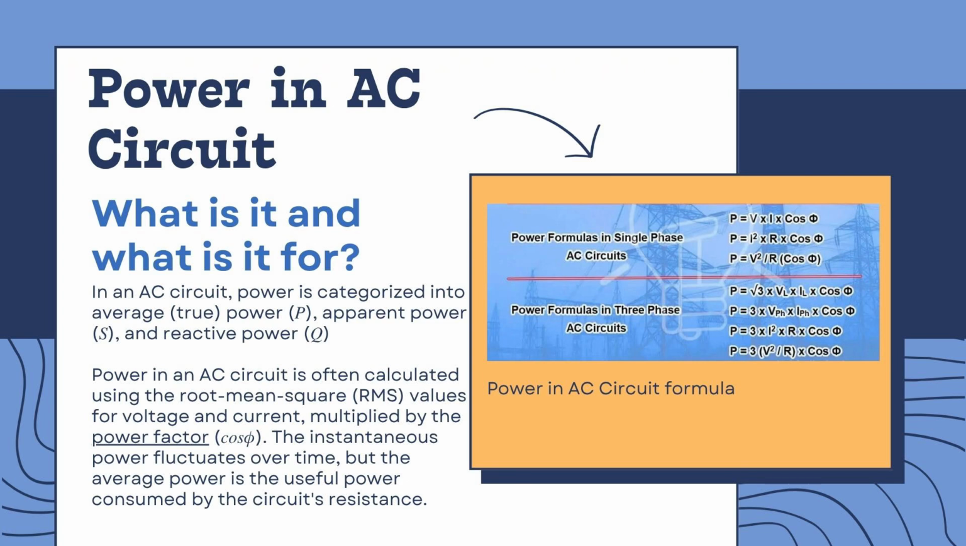The next one is power in AC circuit. And what is it and what is it for? In an AC circuit, power is categorized into average power P, apparent power S, and reactive power. Power in an AC circuit is often calculated using the root mean square (RMS) values for voltage and current multiplied by the power factor. The instantaneous power fluctuates over time, but the average power is still the useful power consumed by the circuit's resistance. If you look on the right, these are the formulas for the power in AC circuit.